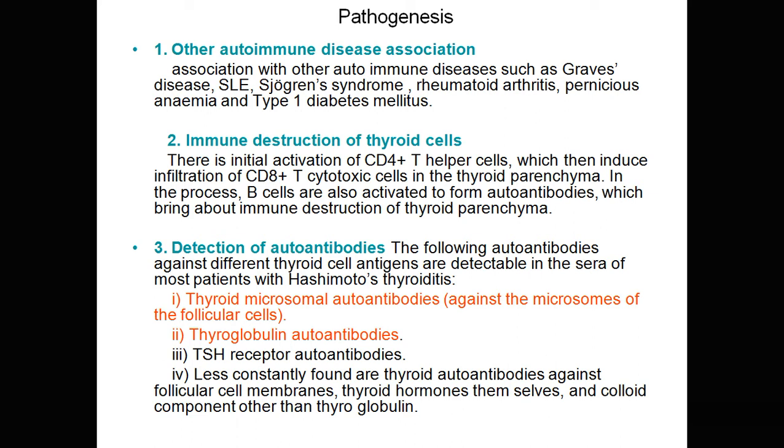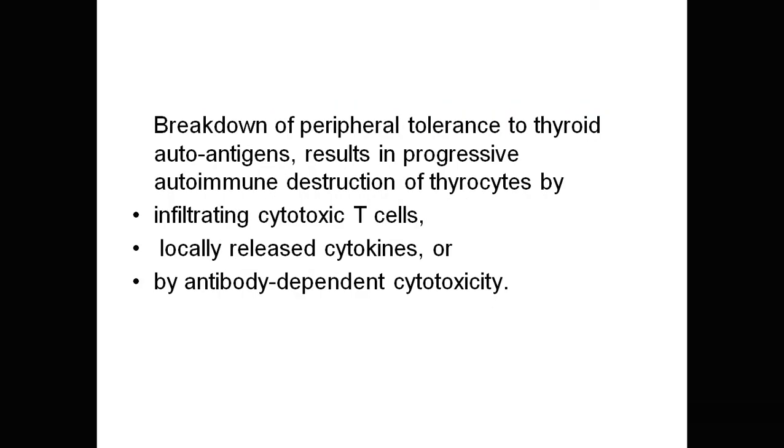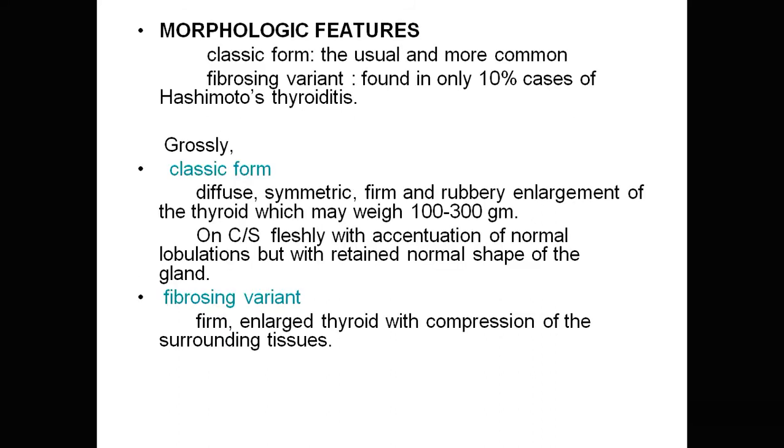It may be related with some other autoimmune diseases like SLE, Sjogren's syndrome, rheumatoid arthritis, and pernicious anemia. As we discussed, there is immune destruction of the thyroid cells by the CD4 or CD8 T cells, and the antithyroid antibody released from the plasma cells. So breakdown of peripheral tolerance of the thyroid autoantigen results in the progressive autoimmune destruction of the thyrocytes.